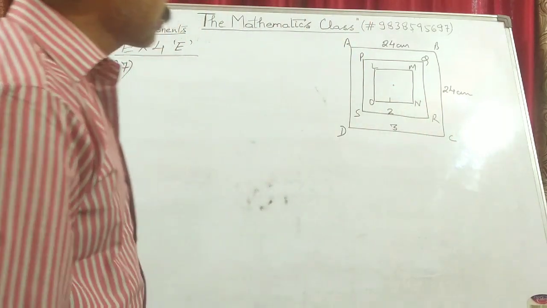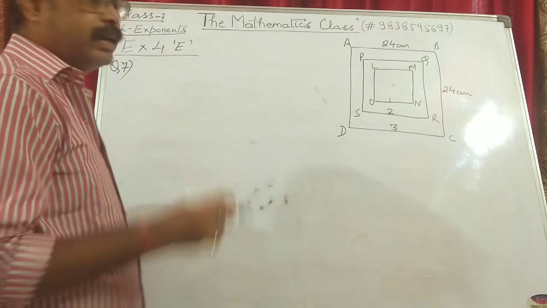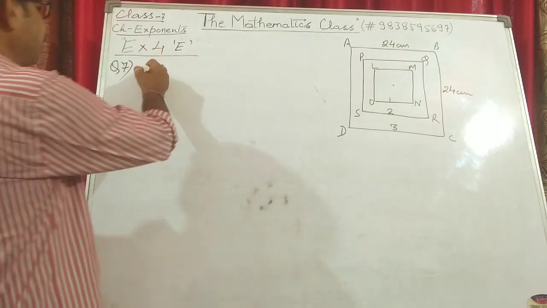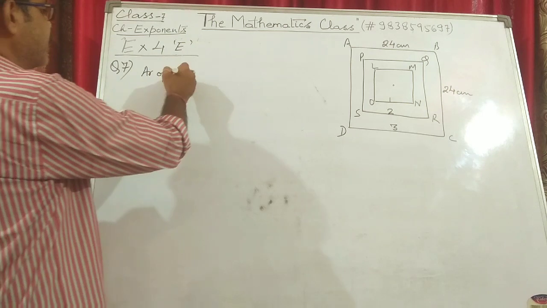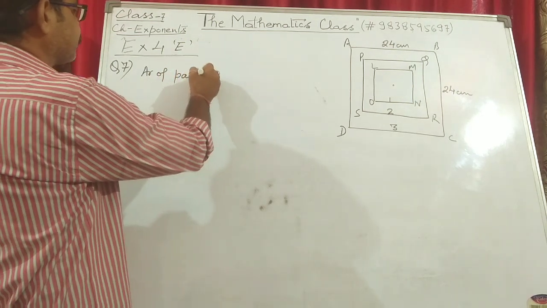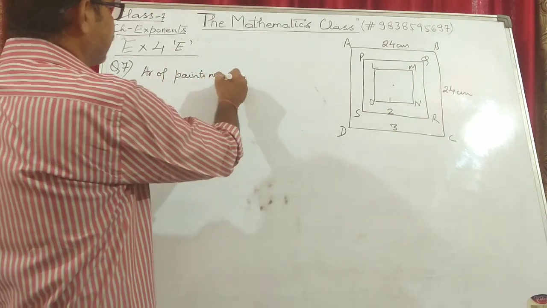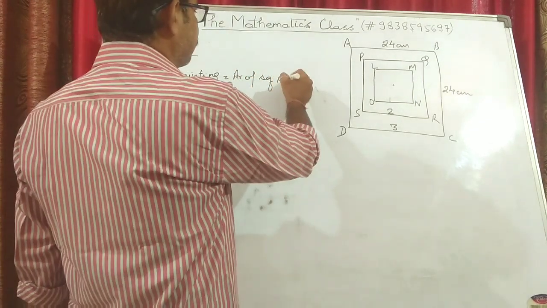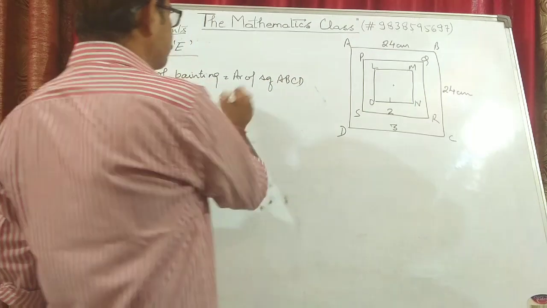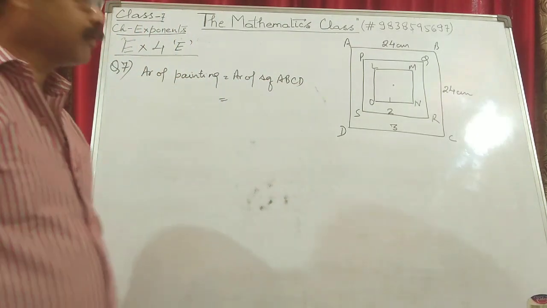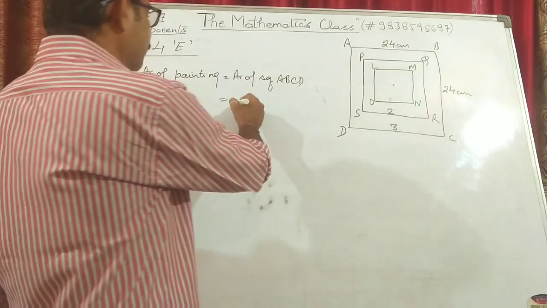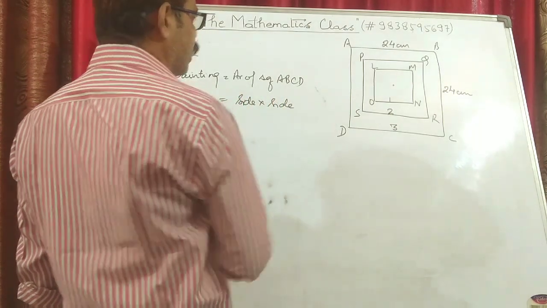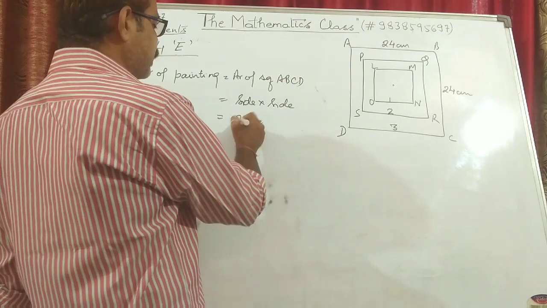So these are 3 squares. You have to find the area of the painting. Area of the painting can be written as area of square ABCD. You know the formula for area of a square is side into side. So side into side of what? Of ABCD. And side is given how much?